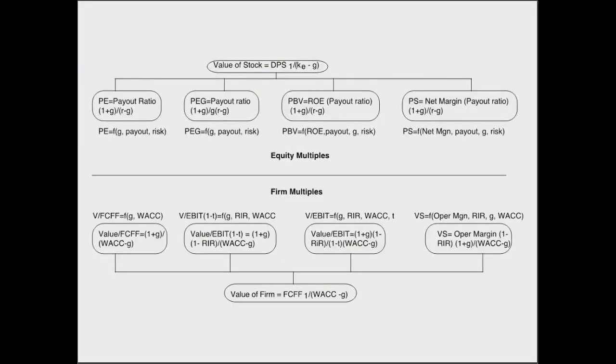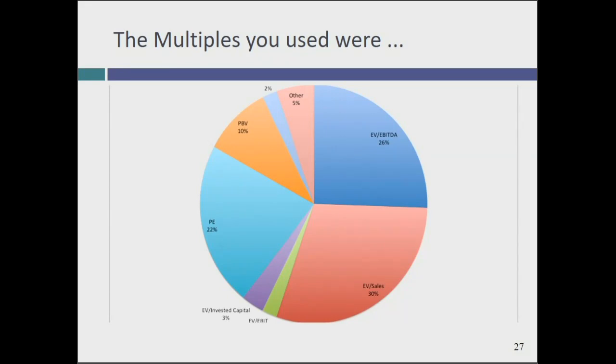And this page, of course, is the page that lists out all the variables that drive each multiple. It comes right out of your multiple. You go back and review it. Basically, everything goes back to an intrinsic value model, and you can see the drivers. So here's what you used.